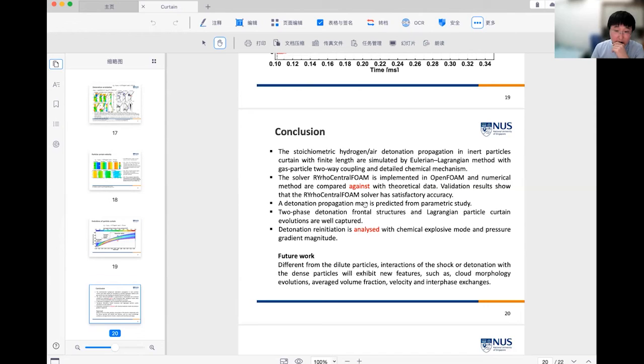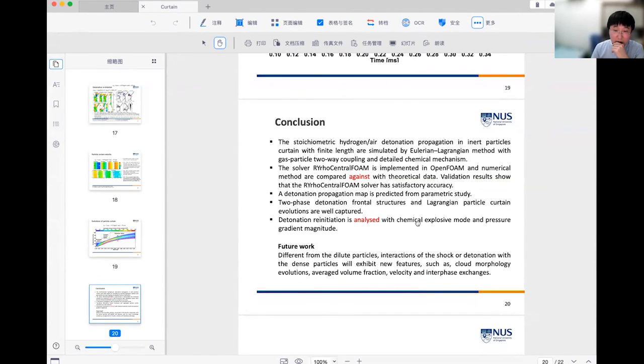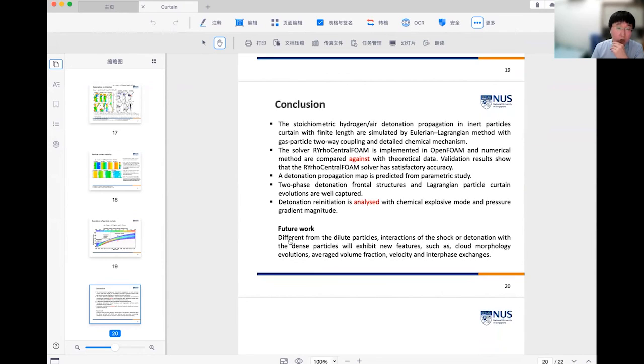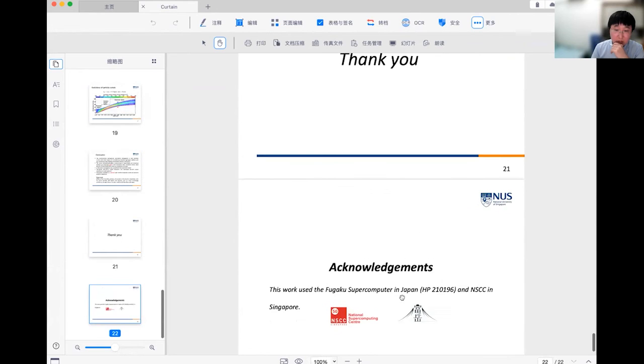A detonation propagation map is predicted from a parametric study. The two-phase detonation frontal structure and the Lagrangian particle curtain evolution are well captured by this solver. Detonation reinitiation is analyzed with the chemical explosive mode and pressure gradient magnitude. For future work, we will consider dense particles, which differ from dilute particles. In the action of the shock or detonation, dense particles will exhibit new features such as the evolution of average volume fraction, velocity, and interface exchange. So thank you. That's all.